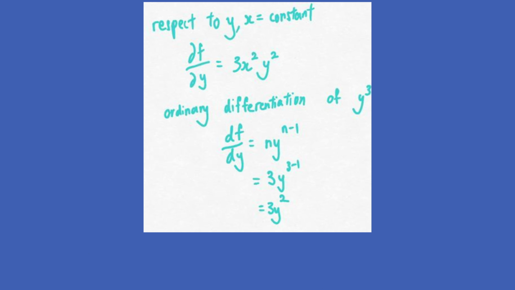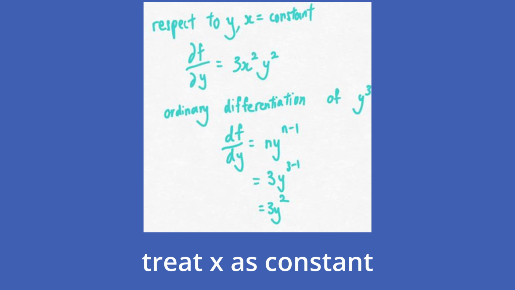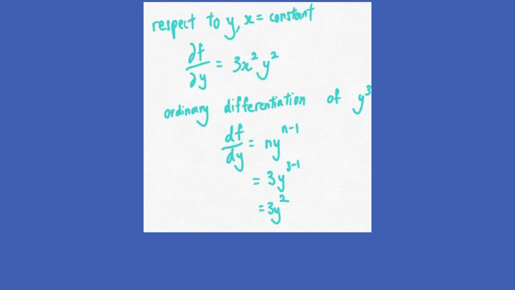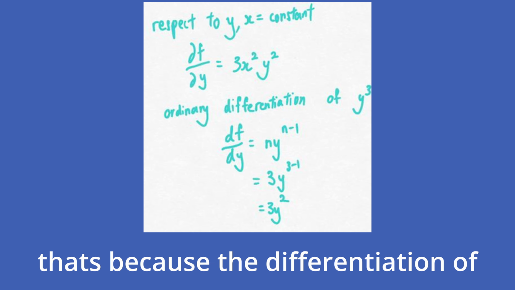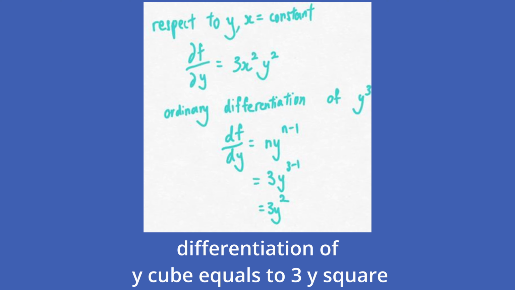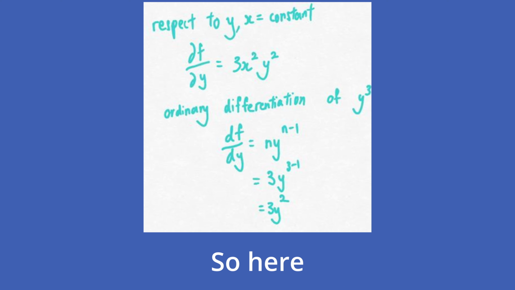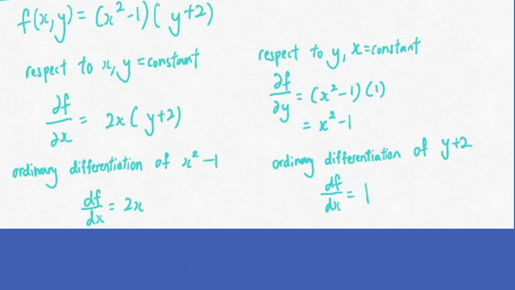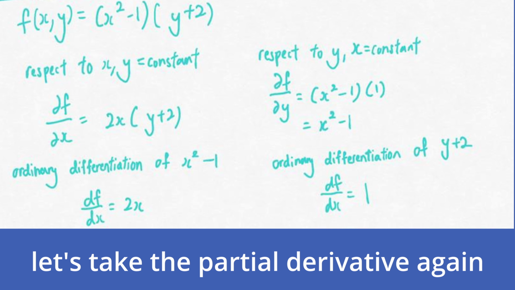Now, for y, we do the opposite. Treat x as constant. The answer for df/dy is 3x squared y squared. That's because the differentiation of y cubed equals 3y squared. So here, for every small change in y, the function changes 3 times x squared times y squared. That's all. For example 2, let's take the partial derivatives again.